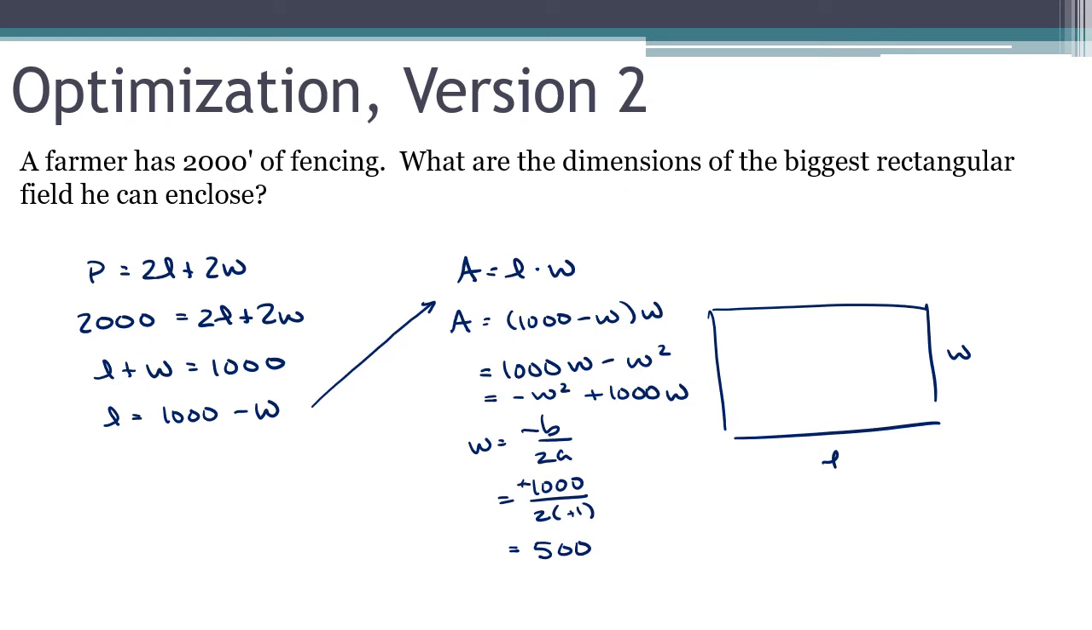And then we need to get the length, right? To get the length, take this value for W and put it into this equation. The length is 1000 minus 500, which is 500. And yes, awesome, we do end up with the same result this way.